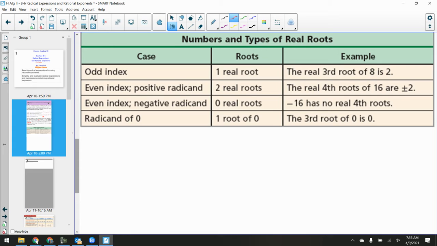If it's an even index but a negative radicand, a negative number inside the radical, there is no possibility of having any real roots. The roots would come out non-real. That's like taking the square root of negative 9. There are no real roots. There are two non-real roots, two complex roots. Or negative 16 as the radicand has no real fourth roots. Even though 2 times 2 times 2 times 2 does get us 16, since it's negative 16, there's no number to get us to negative 16, only positive 16. If there's a radicand of 0, it doesn't matter what the index is. There's only one root, and it's always 0.